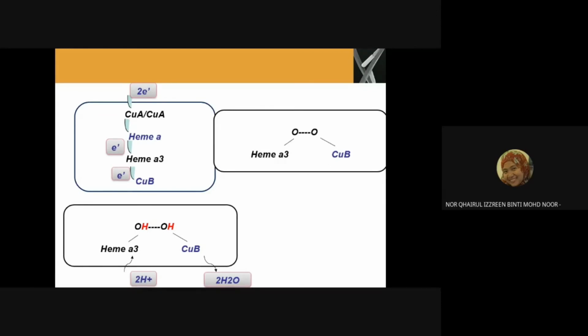When oxygen binds, it creates this peroxide bridge. When it creates this peroxide bridge, two hydrogen ions from the matrix go into the complex. It breaks down this peroxide bridge attached to the heme A3 and cuprum B, and then heme A3 and cuprum B are oxidized back again to their original form. When it is in its original form, it cannot bind to this OH-OH. So they break up, being released as water molecules. Understand? So this is complex number 4.